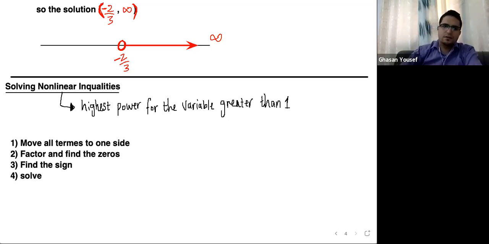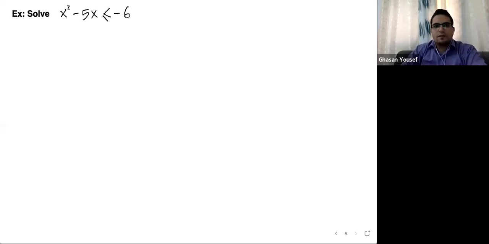Example. The question now: solve x squared minus 5x less than or equal to minus 6. So let's go through the steps one by one.